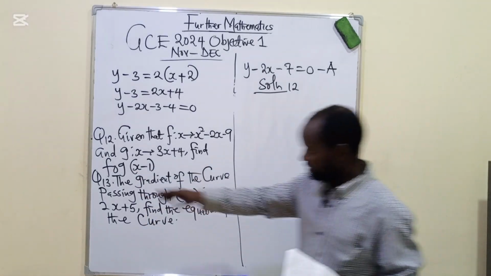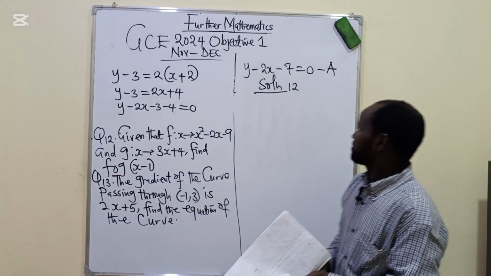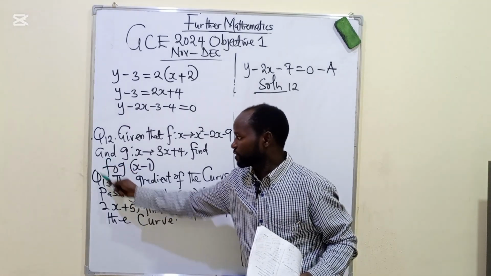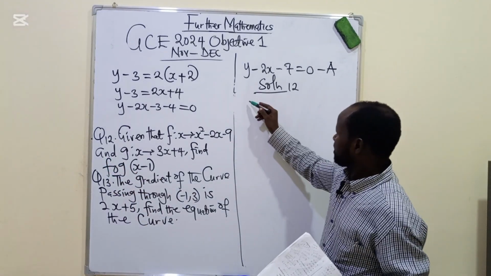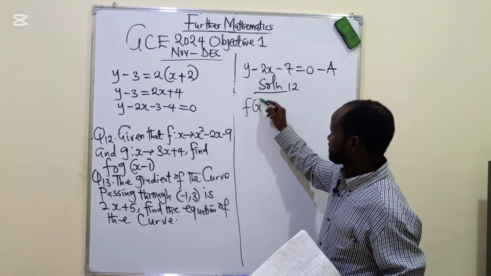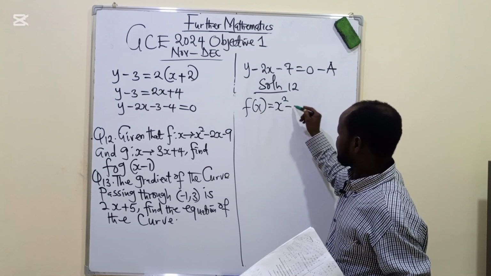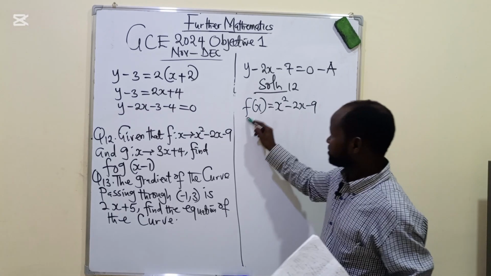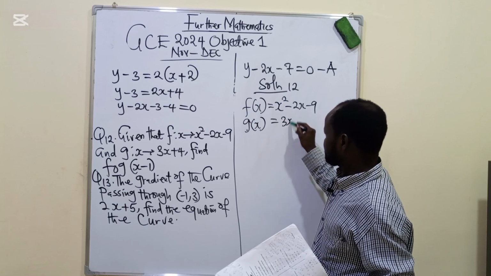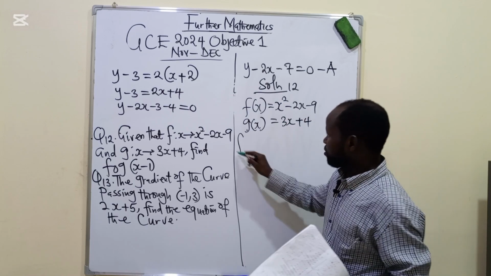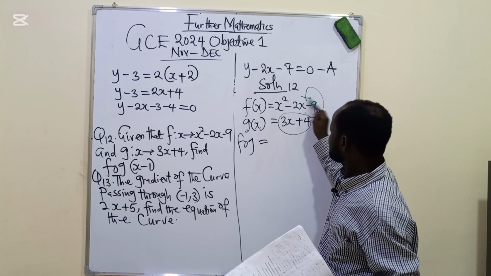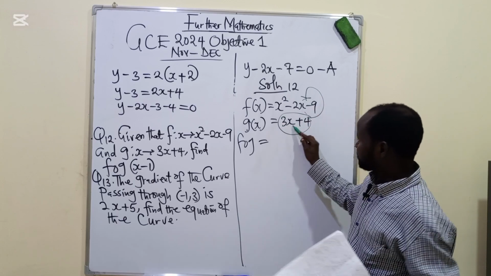The first thing for us to do, we have to find f of g first. Okay, f of g means pick the function g, plug it into f. Let's bring out f such that x is mapping to, means f of x is equal to x squared minus 2x minus 9. Then g of x is equal to 3x plus 4. f of g means plug this g into f. Anywhere we see x, we'll put 3x plus 4.